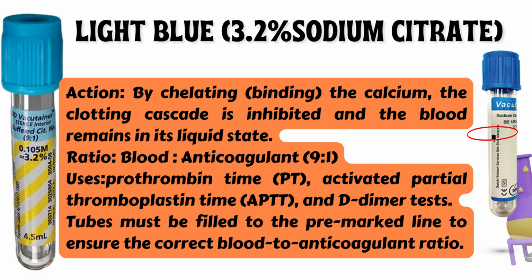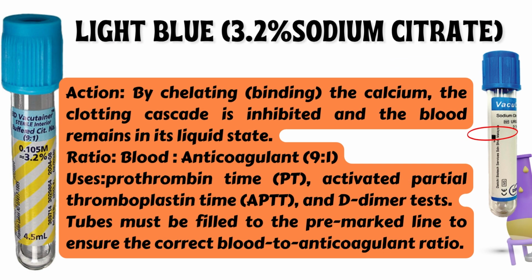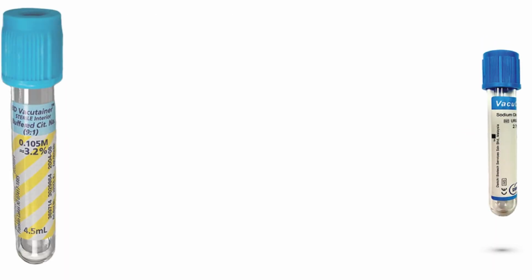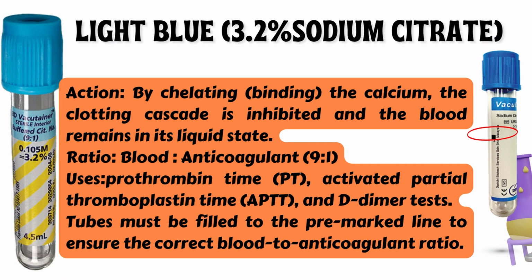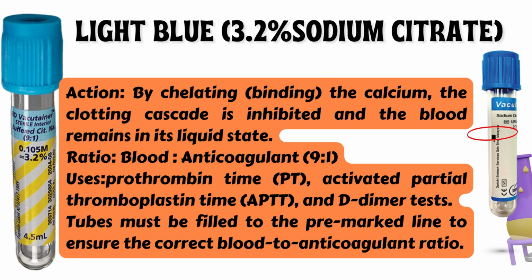Action: by chelating, binding the calcium, the clotting cascade is inhibited and the blood remains in its liquid state. Ratio, blood to anticoagulant, 9:1. Uses: prothrombin time, PT, activated partial thromboplastin time, APTT, and D-dimer tests. Tubes must be filled to the pre-marked line to ensure the correct blood to anticoagulant ratio.